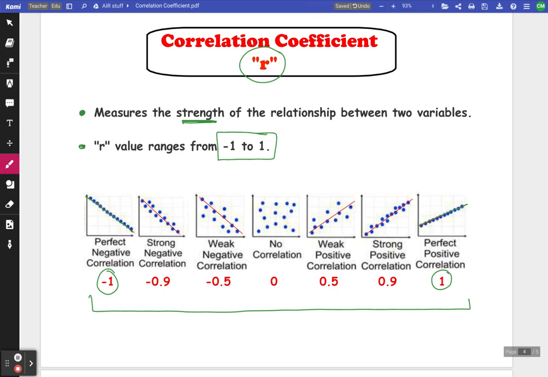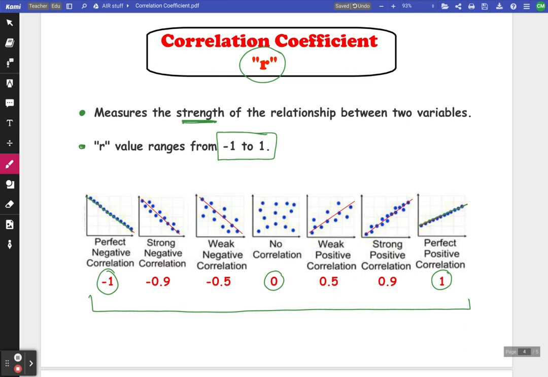Now, in the middle, we have 0. 0 means no correlation at all. That's that scatter plot where there's no relationship. It does not matter how many pets you have, it has no effect on what your score on your math test is going to be. That would be no correlation. Now, everywhere between there, we can have some decimal.